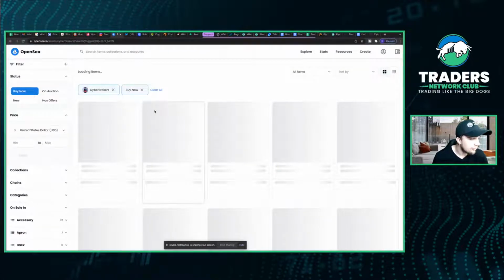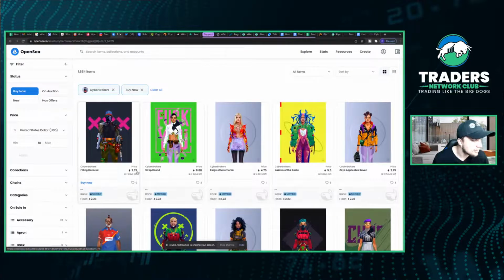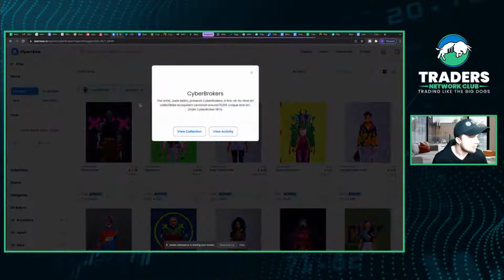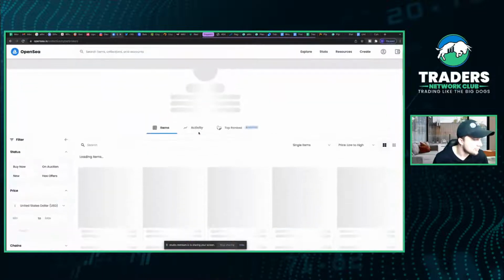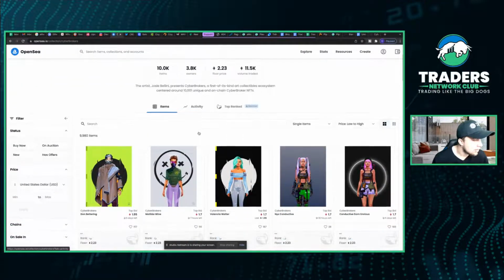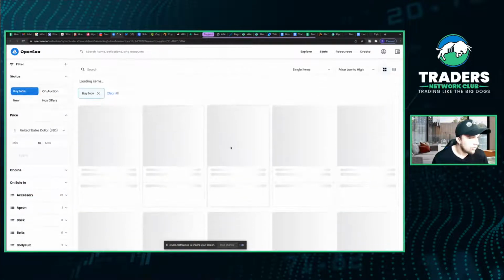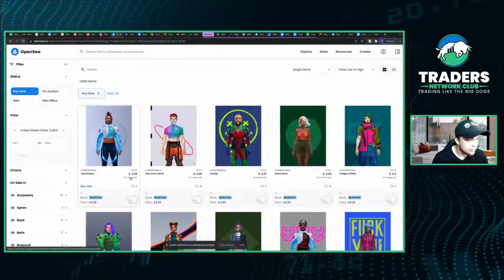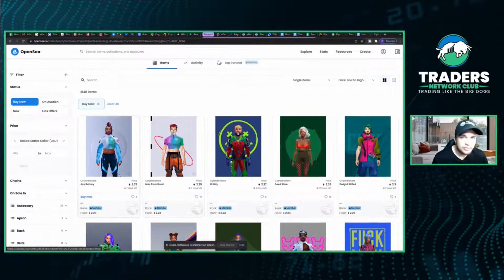So the floor is at 2 point, wow. Oh, sorry. Gotta go do this again. All right, so when you look at the floor, okay, the floor is 2.23. That's the floor. That's the cheapest one available.